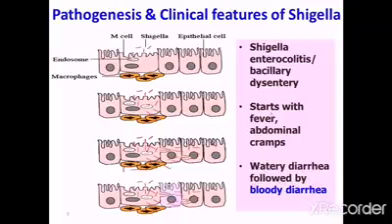So basically the clinical features start with fever and abdominal cramping. Initially there is watery diarrhea followed by bloody diarrhea. So the disease is Shigella enterocolitis or bacillary dysentery. It will resolve in about 2 to 3 days. Another important point is that the Shiga toxin, which is the enterotoxin produced by Shigella, is similar to that of the enterohemorrhagic strain of E. coli.